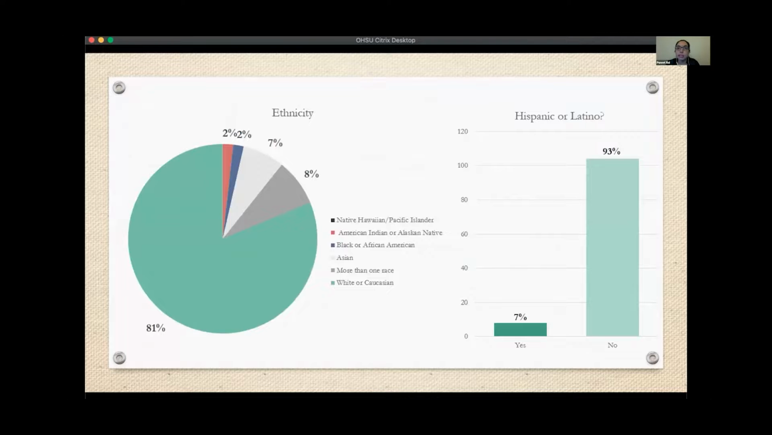And here is the breakdown of ethnicity. The vast majority of our participants are white or Caucasian, but we do have a few who are American Indian, Alaskan Native, Black, Asian, or more than one race. And about 7% are Hispanic.